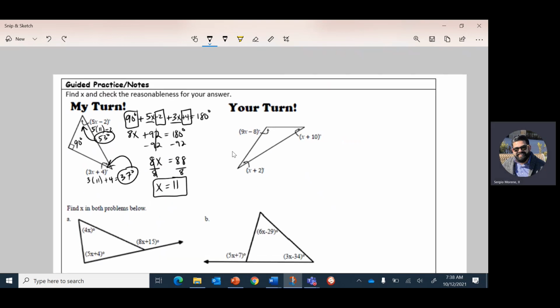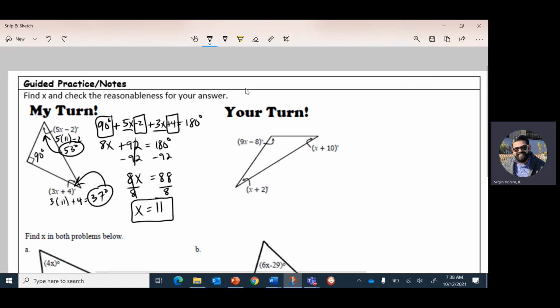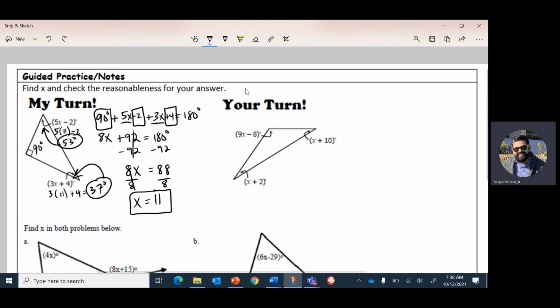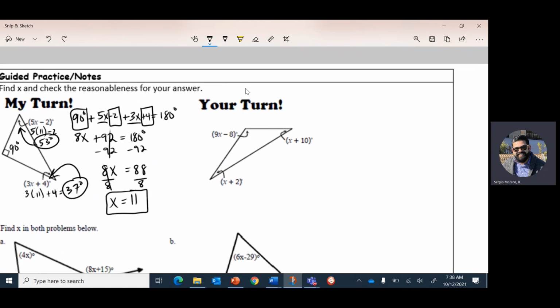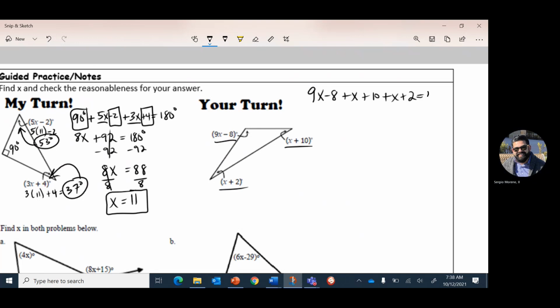What I'll do with this one here is, let's just go ahead and do it now. So I'll do this pretty quickly. Again, we're adding all of these three angles, right? The interior angles add up to 180. So doing that now, I get 9x minus 8 plus x plus 10 plus x plus 2 equal to 180 degrees. So all of this is 11x plus 4 equals 180.